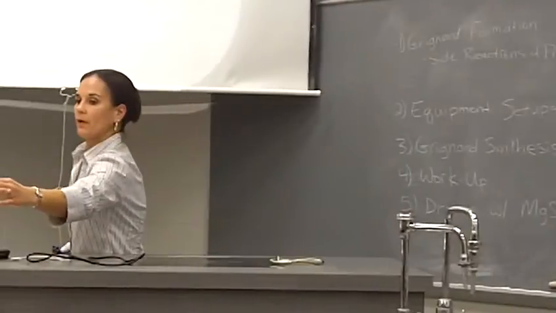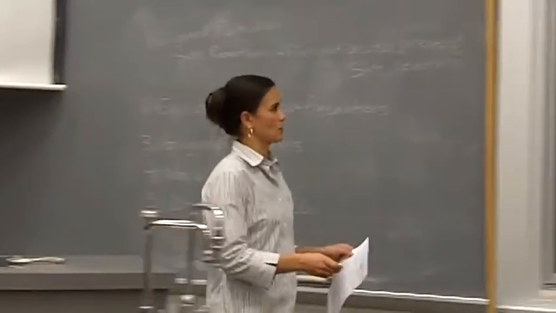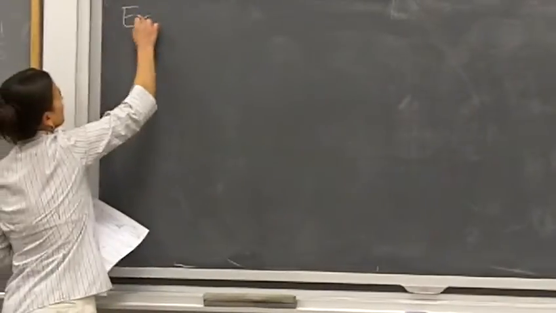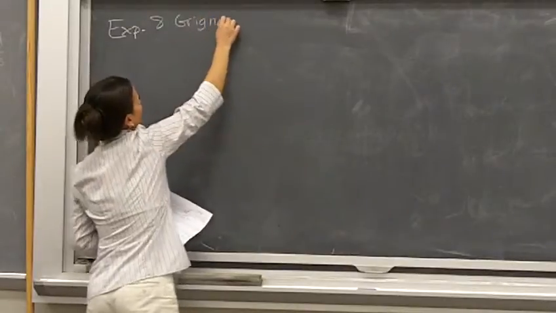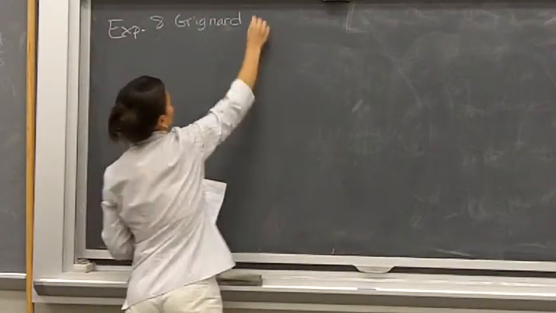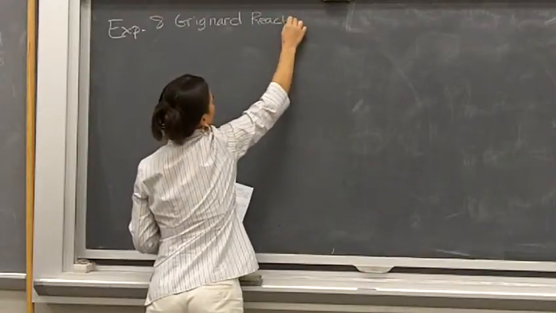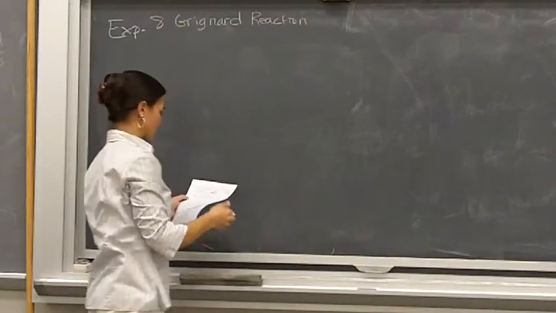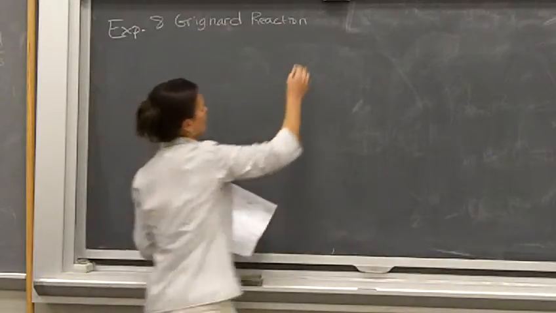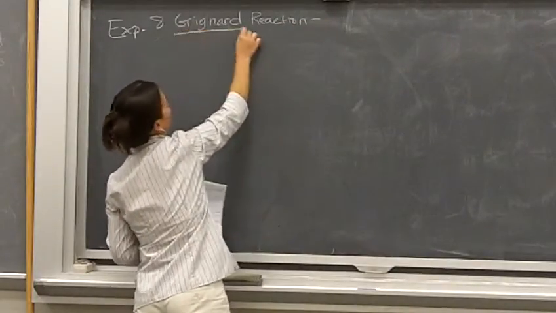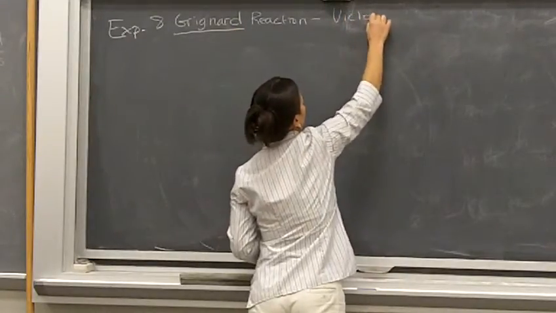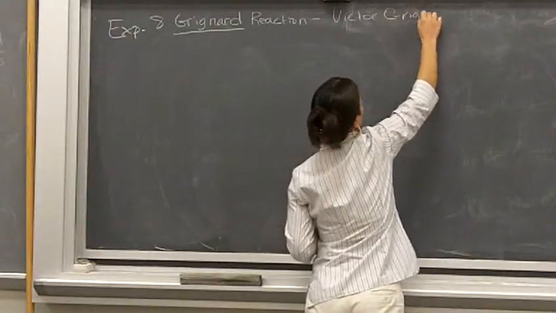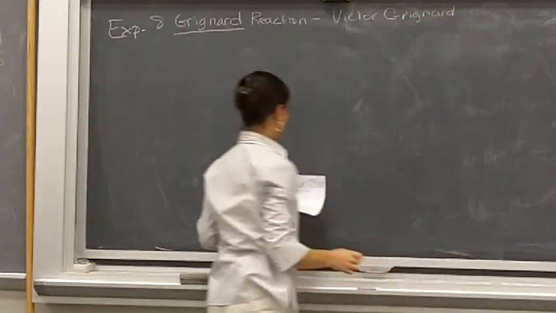Okay? All right. So today we're going to talk about the Grignard reaction. And this is a fairly important organic reaction because of the uniqueness of it. It's named Grignard, so you always capitalize Grignard because this is a guy's name, okay? Victor Grignard is who discovered the reaction in the early 1900s.